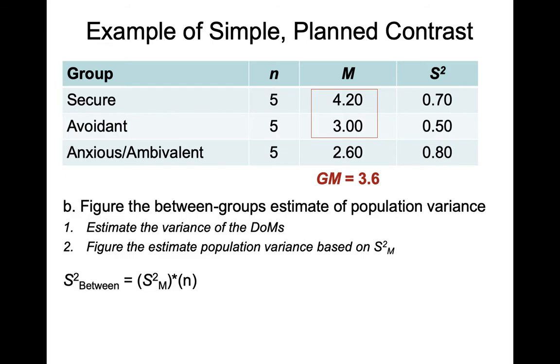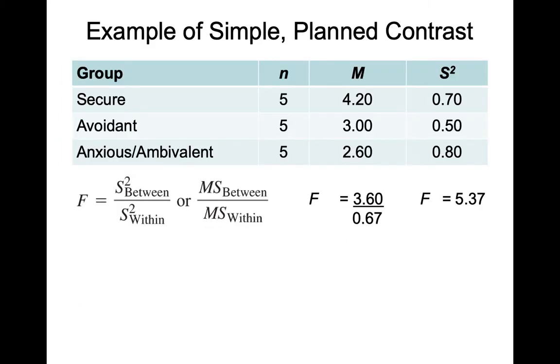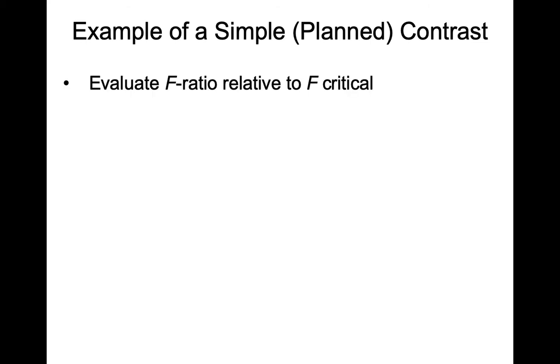Second step, we're just going to multiply that 0.72 by 5, which is n, to get our estimate of the population variance. That's 3.6. Calculate our F ratio in the same way. So we take 3.6 divided by 0.67, which was our within estimate. That yields an F of 5.37. Okay. We of course need to evaluate that relative to a critical F. So we need to determine the critical value.